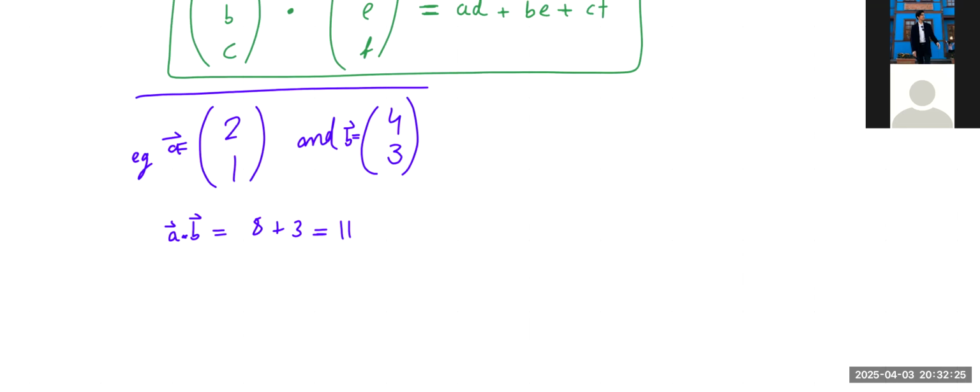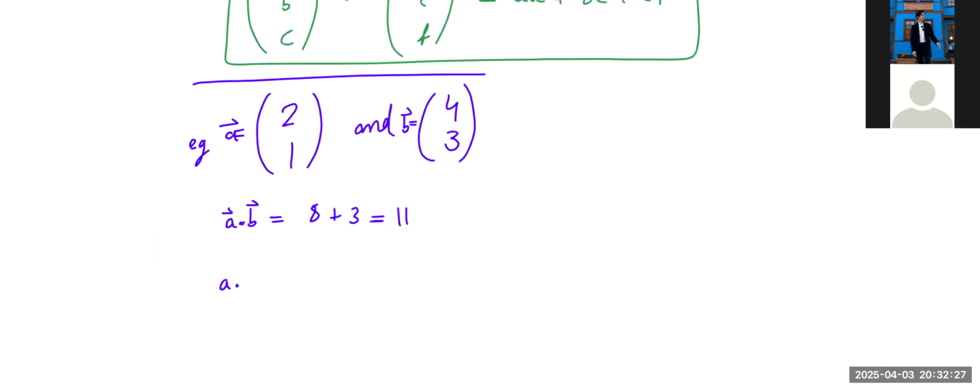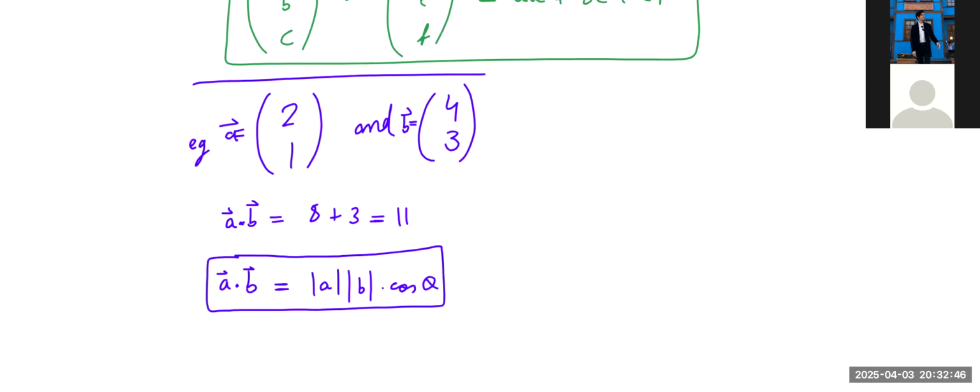The interesting thing about the dot product, now that we know how to calculate it, is that the number you get from the dot product will always be exactly equal to the product of the two vectors' magnitudes times cosine of the angle between them. Whenever you get the dot product number, it'll be exactly equal to this, where theta is the angle between them.